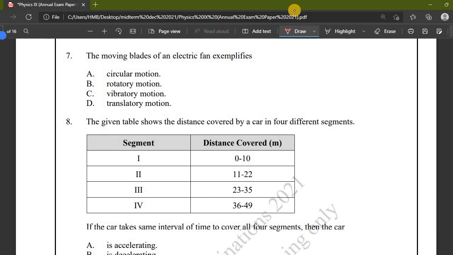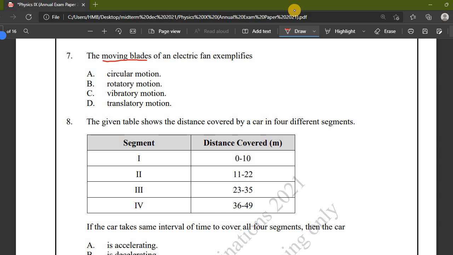Now let's see question number 7. The moving blades of the electric fan. We have to identify the type of motion in an electric fan, and particularly we have to identify the motion of the blades or the wings of the fan.